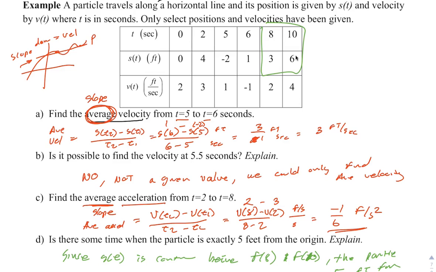And don't forget our IVT question, right? Remember, it just means if we have a continuous function, every value from here to here must be used.